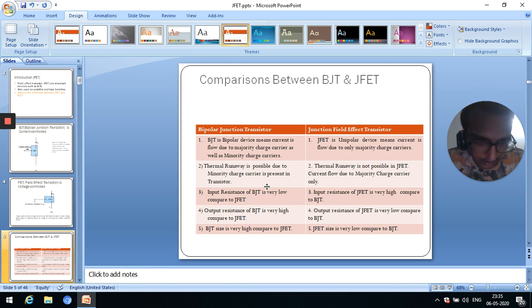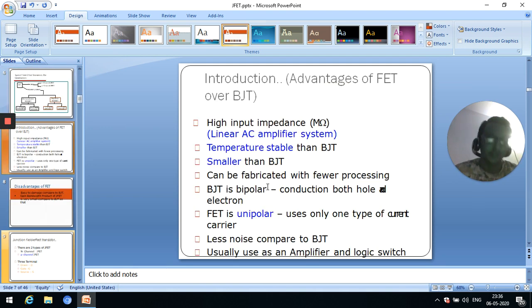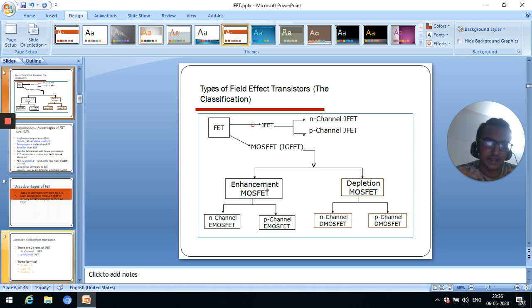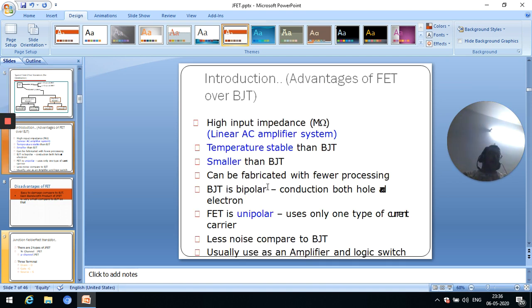Input resistance is also very high due to ohmic contact between drain, source and gate. I will explain this in the construction of JFET. So it has very high input impedance compared to BJT and low output resistance compared to BJT. So this is the difference between the BJT and JFET. Now see, the classification of the field effect transistor: N channel JFET, P channel JFET, enhancement MOSFET, depletion MOSFET. I will explain all the concepts in detail. Don't worry regarding that.